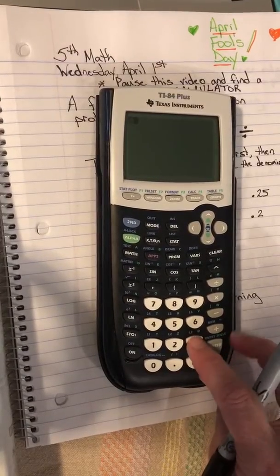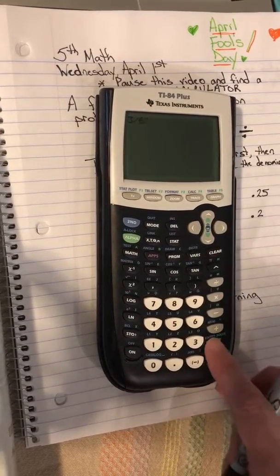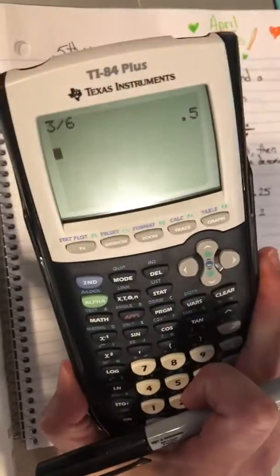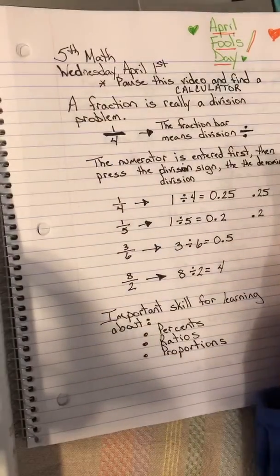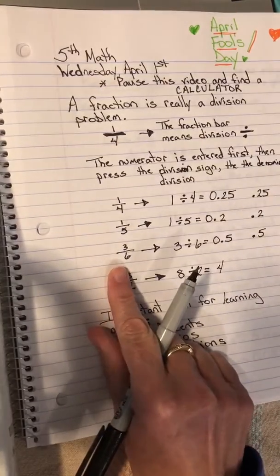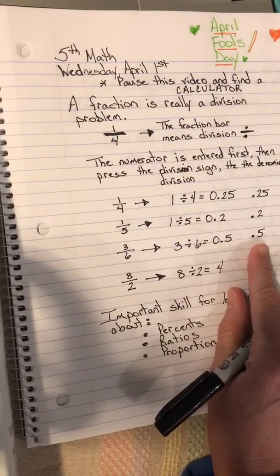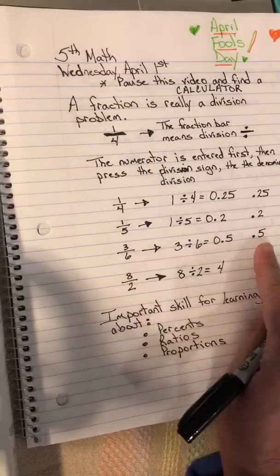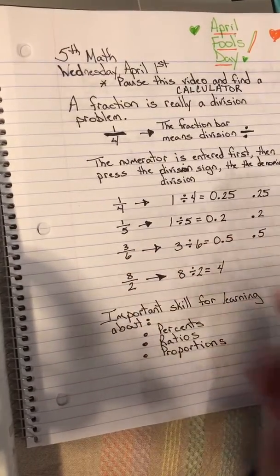3/6, we would put in 3 divided by 6. And we get an answer of 0.5. 3/6 is the same as 0.5. They are both equal to 1/2.